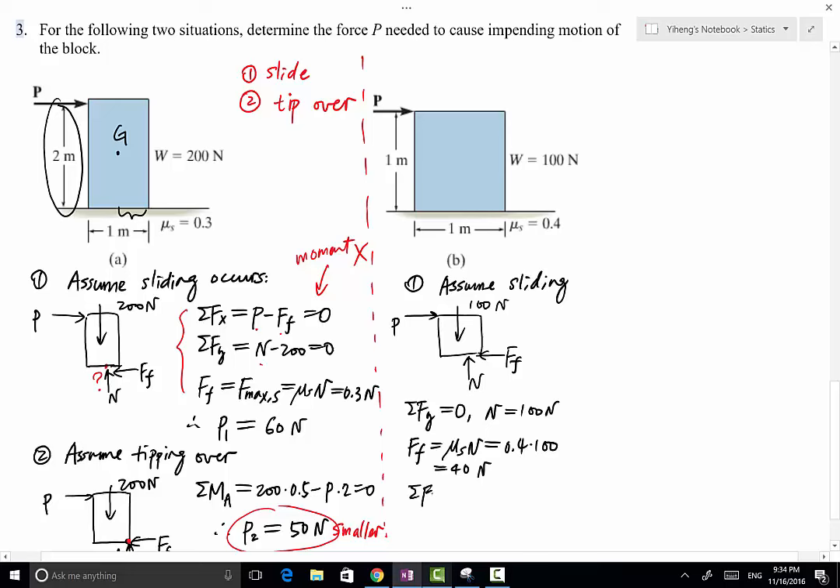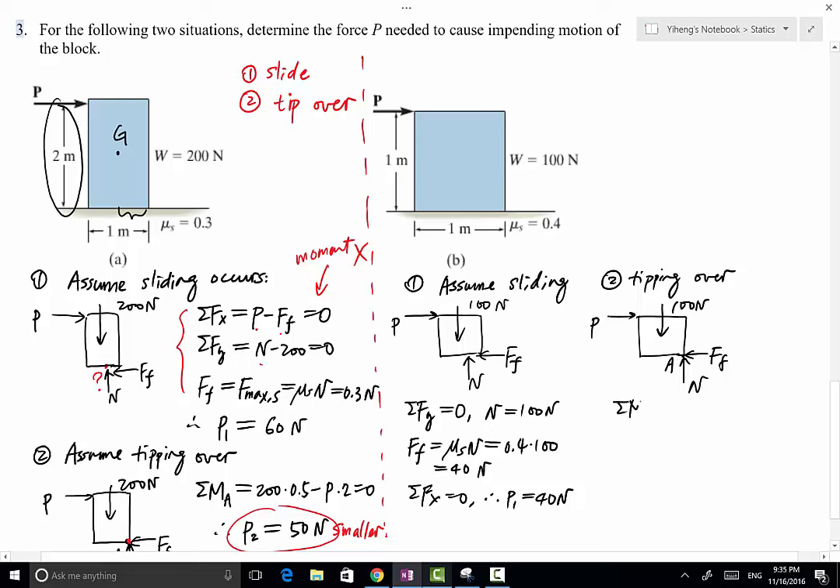Then along the x direction, the resultant force is 0. Therefore, P1 can be solved to be 40 Newton. However, if tipping over is going to occur, you have to redraw the free body diagram. Even though these are still the same, the normal force is now placed at the corner, called point A. In this case, the frictional force actually does not matter. All you need is a moment equilibrium equation about point A.